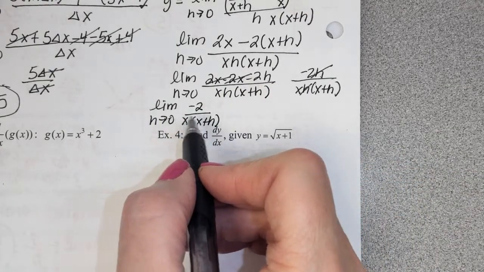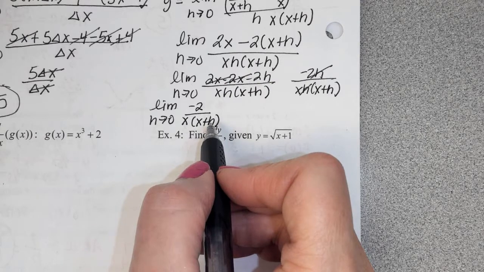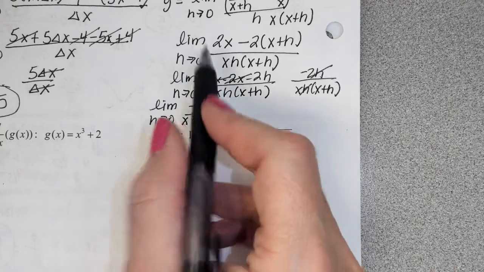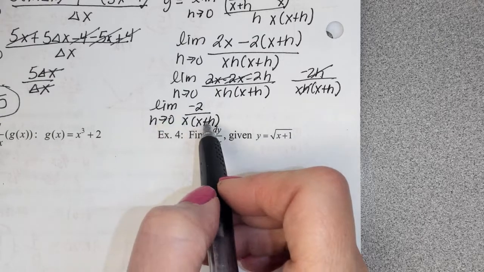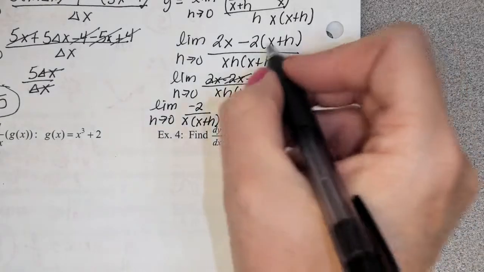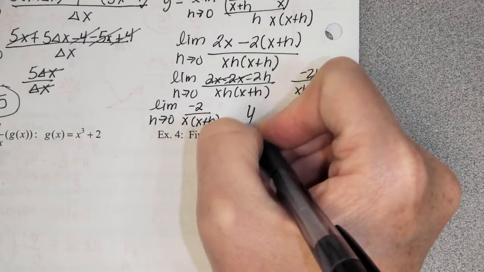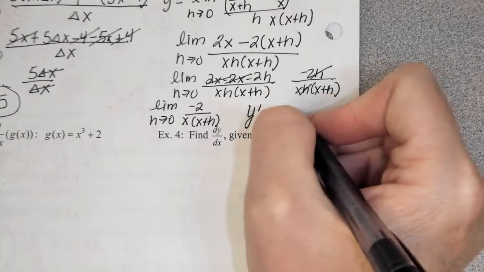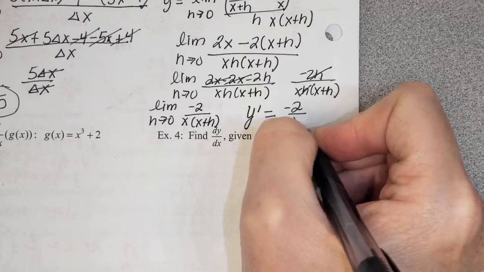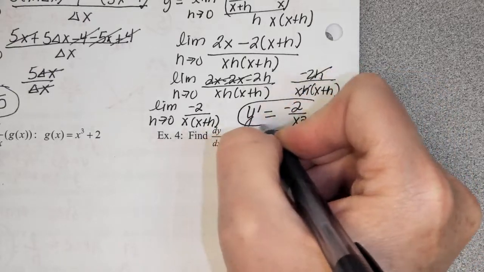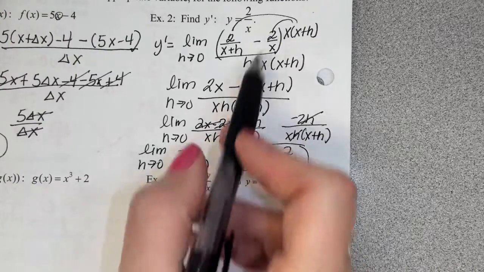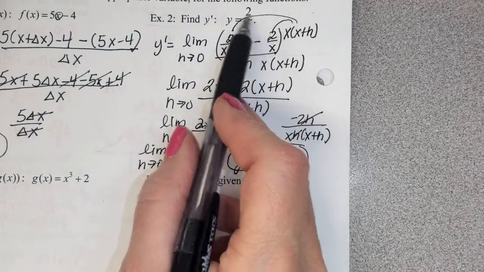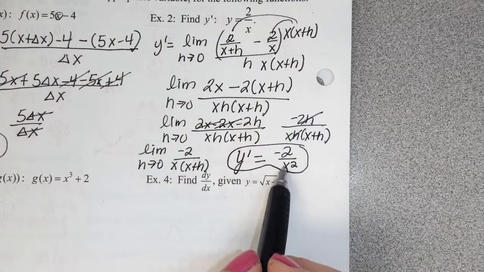My goal is to plug in 0 for h. Because once I do that, I can stop writing this limit over and over and over. Am I allowed to plug in 0 for h now? What am I going to get then for the limit, or for the derivative as well? Negative 2 over what? X squared. And that's going to be the formula that will tell me the slope or the rate of change at any given point along this curve. So if I wanted to know the slope at x equals 1, I plug in 1, and that's the slope right there.